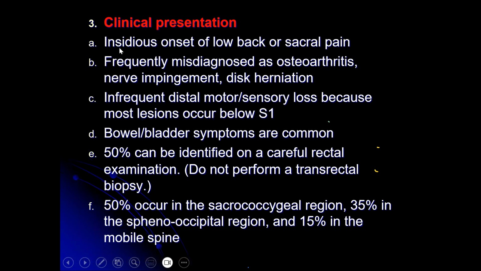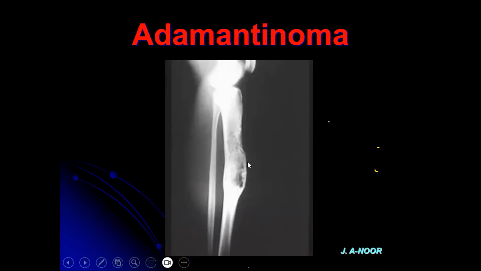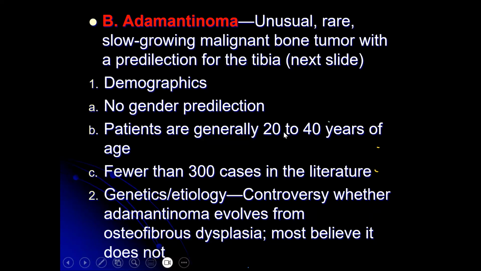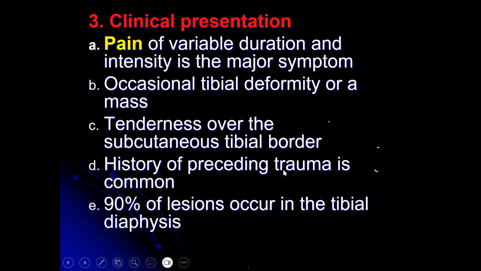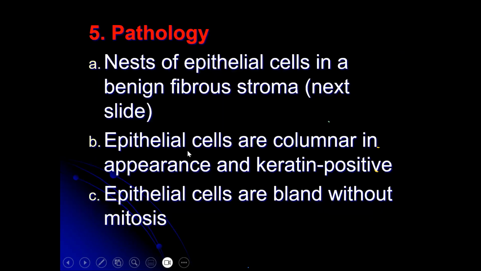So you have to know about the pathology, about the special stains that we use, and then adamantinoma, which is an epithelial type of tumor occurring in the mid aspect of the tibia. It's a slow-growing mass. They are 20 to 40 years old. They present with pain and tenderness, and this shows you it. You have to know about this. Nests, this is the pathology: nests of epithelial cells in benign fibrostroma. Epithelial cells are columnar in appearance and keratin positive. Epithelial cells are bland without mitosis. And you have to know about these tumors.